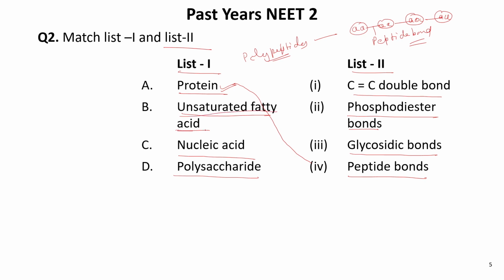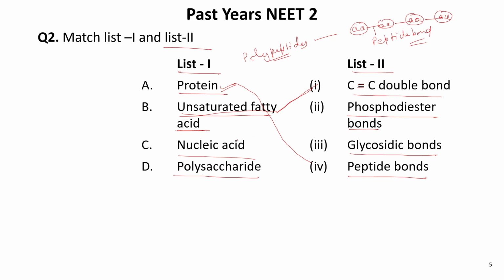Unsaturated fatty acid. So remember saturated fatty acid and unsaturated fatty acid. In the case of unsaturated fatty acid, you will have a carbon-carbon double bond in the carbon chain. Whereas in the saturated fatty acid, all the bonds are saturated and it got its name saturated fatty acid. So unsaturated fatty acid has a carbon-carbon double bond.